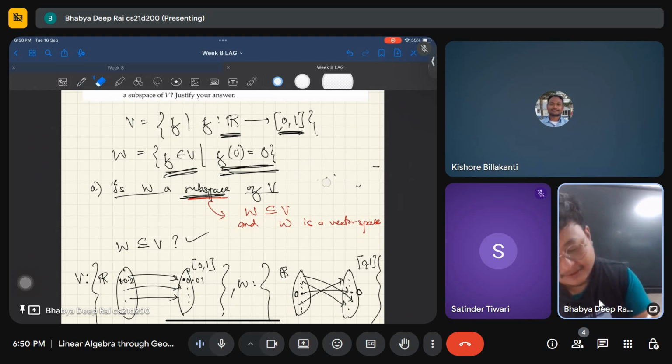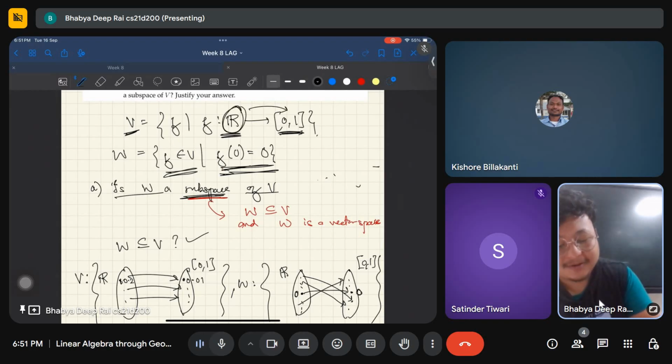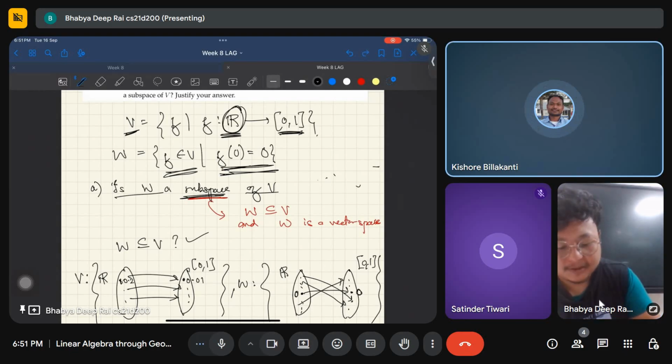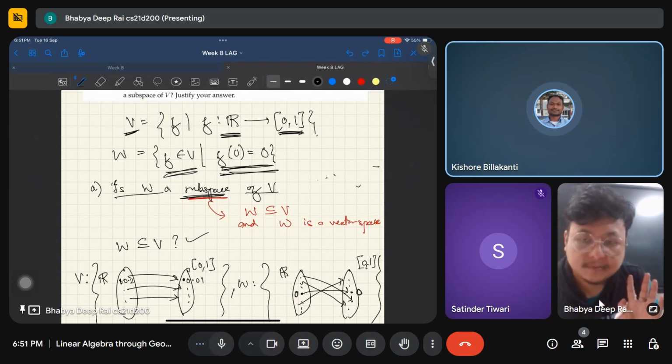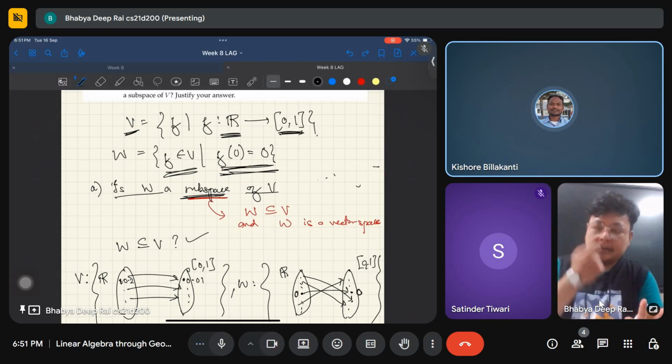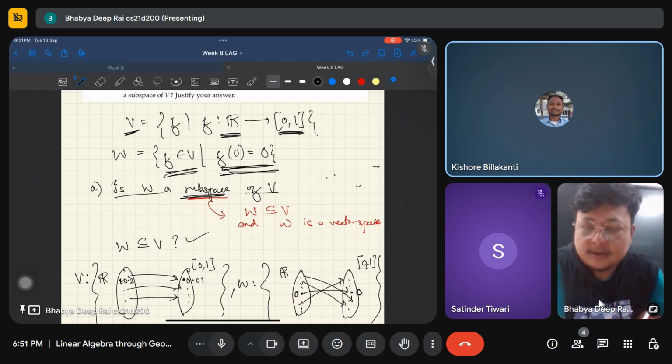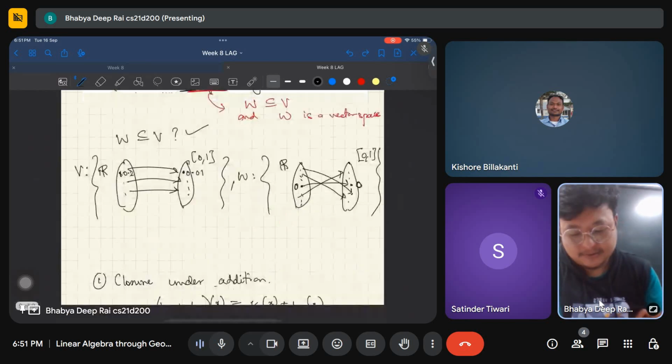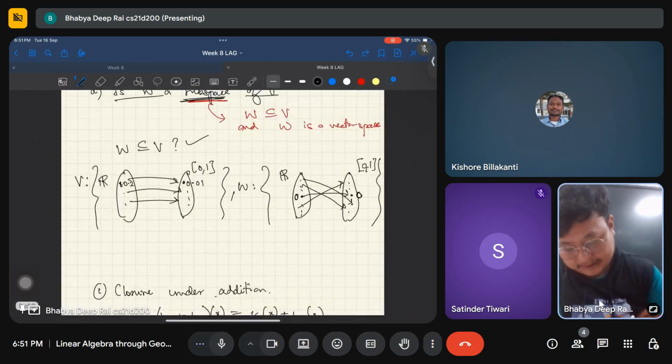But notice that in the case of V, this restriction was not there. If I took a 0 from the real numbers, then I could map it to, say, 1 or 0.2. So if we take the set W, does it only contain one element, that is 0? No. W is a set of functions. So I'll give you an example. Here is one function.